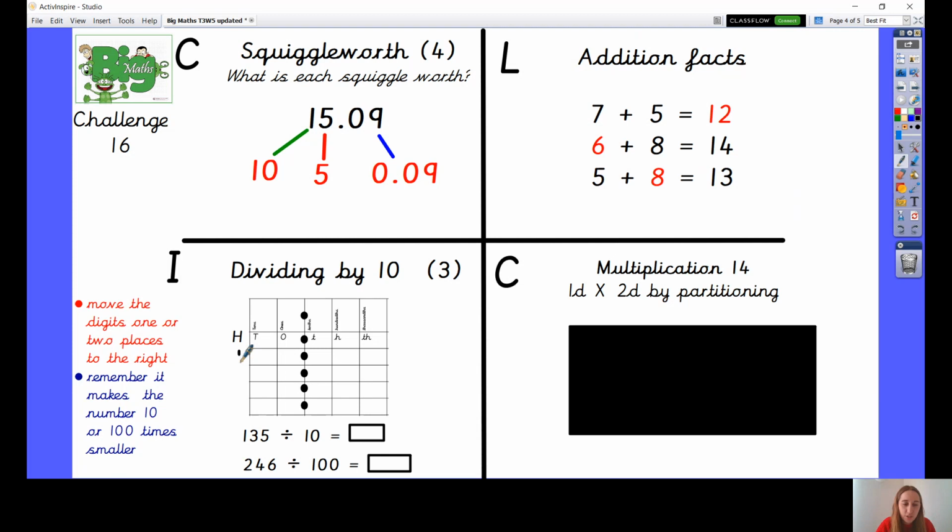So my first calculation is 135 divided by 10. So when I divide by 10, I move the digits 1 space to the right. Have a think now where my digits are going to be. Okay, I'm moving my 5 ones into the tenths column. I'm moving my 3 tens into the ones column and my 100 into the tens column. So I've got 13.5.